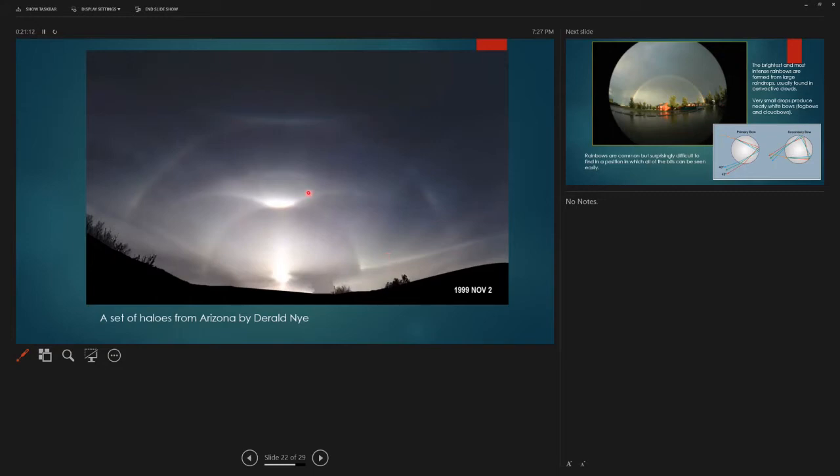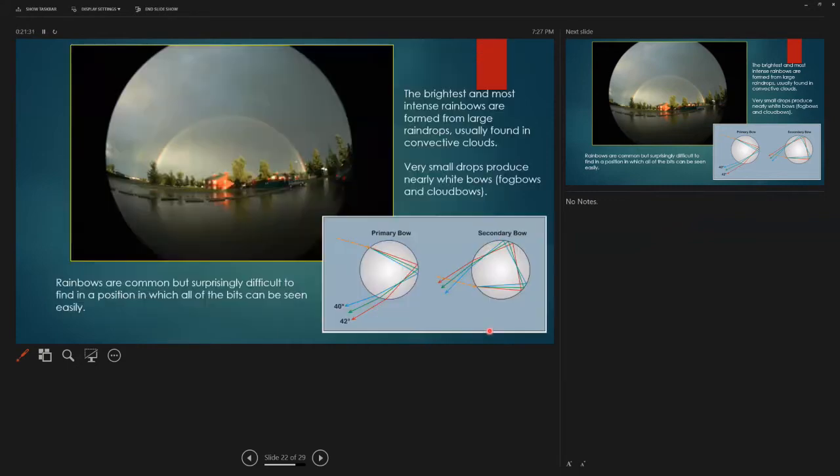And so here you can see the upper tangent arc and the peri arcs, but there are additional arcs in here and in here, and this is not the circumzenithal arc. Beautiful combinations of crystals forming all of these different patterns in the sky.